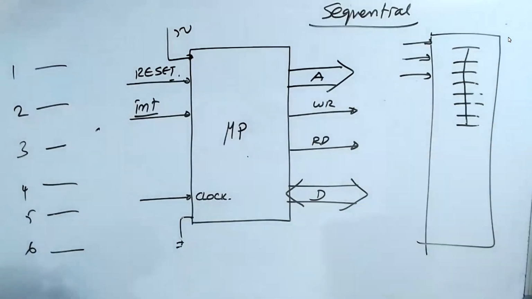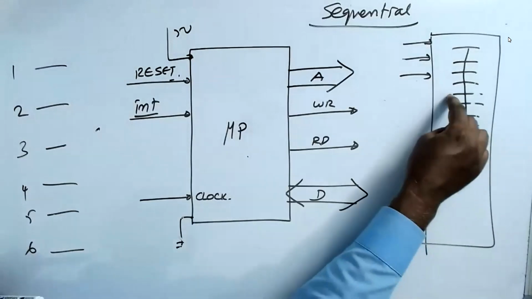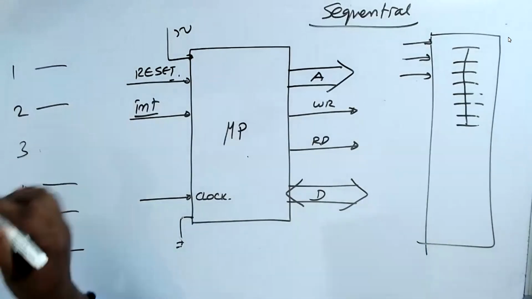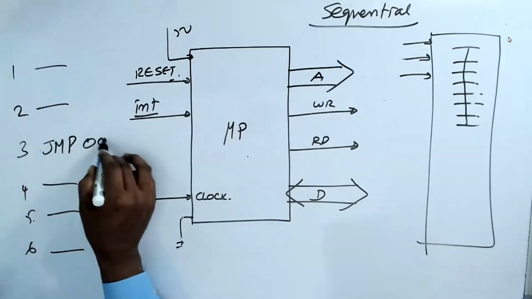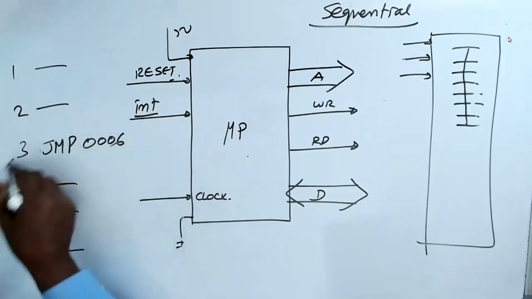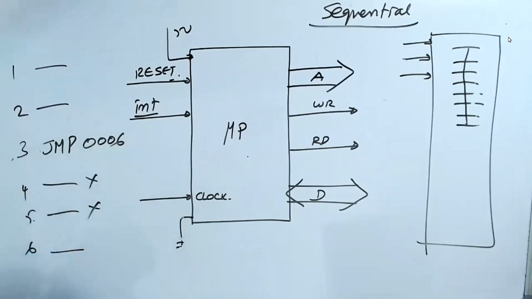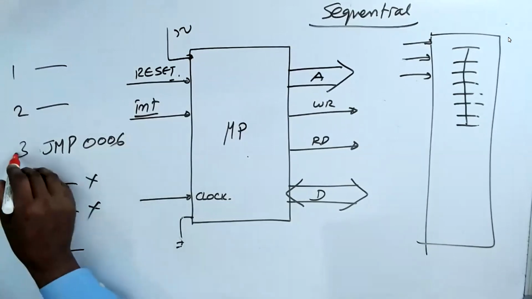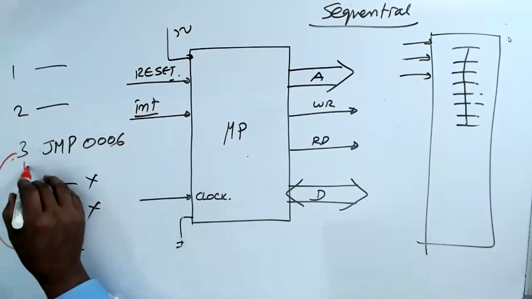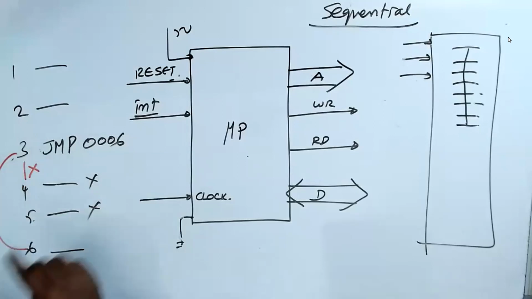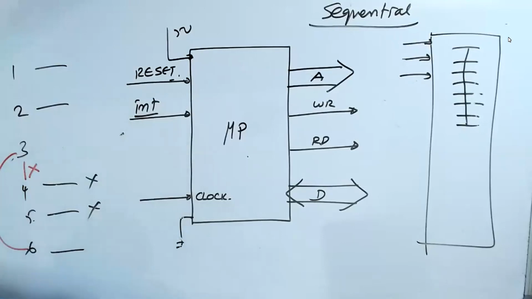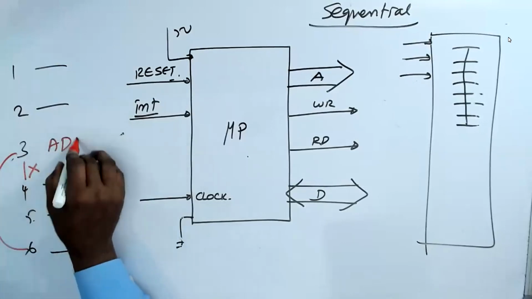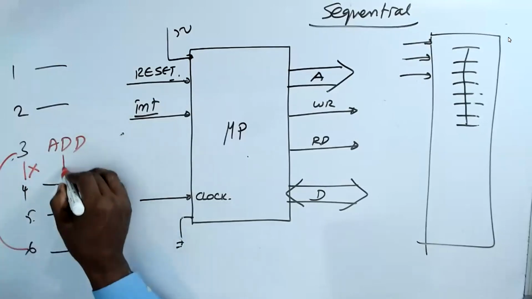Provided you have an instruction called jump to some address, 0006, then it goes to this directly, bypassing these two. Then it goes from here to here. It does not come here. Provided you do it. If you don't, if you say add or any other instruction, it will come down.